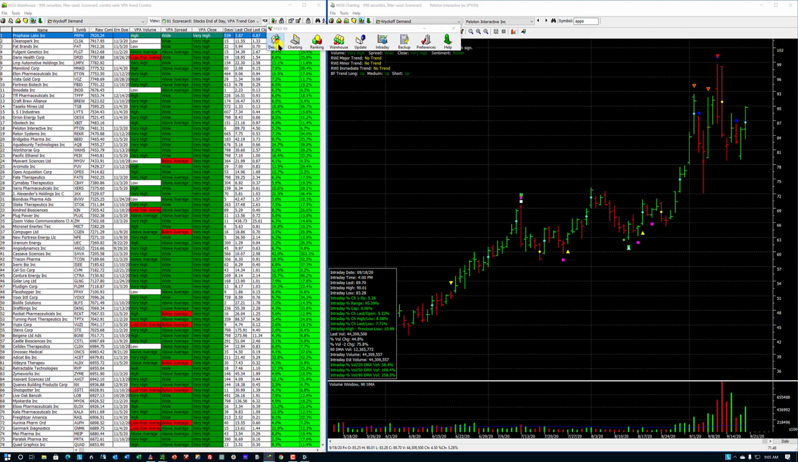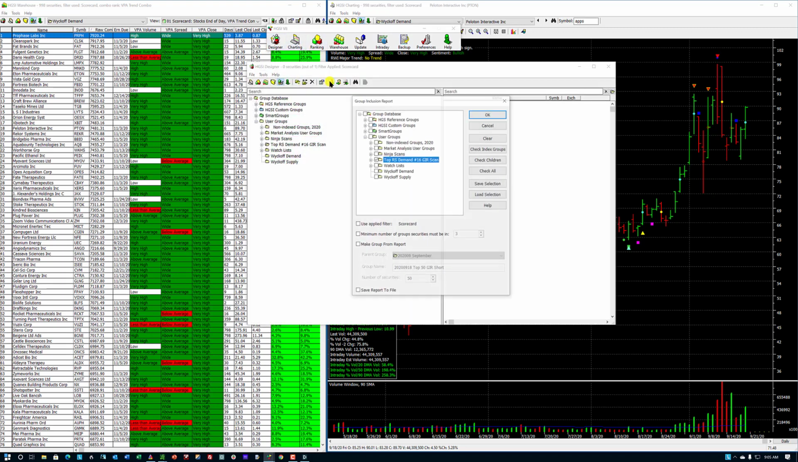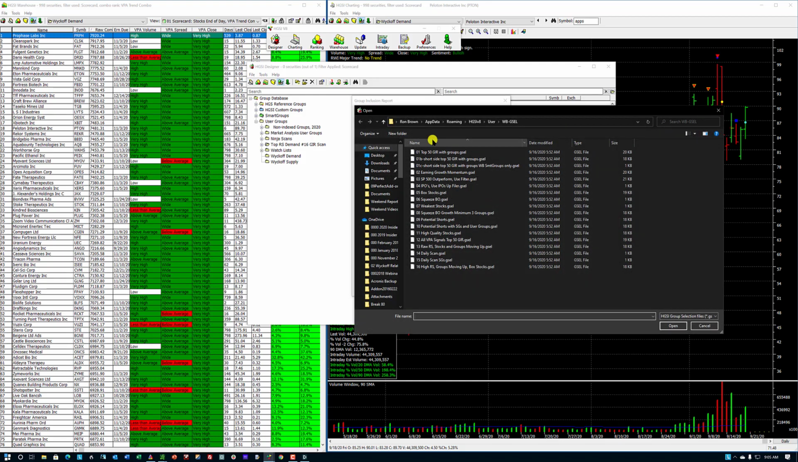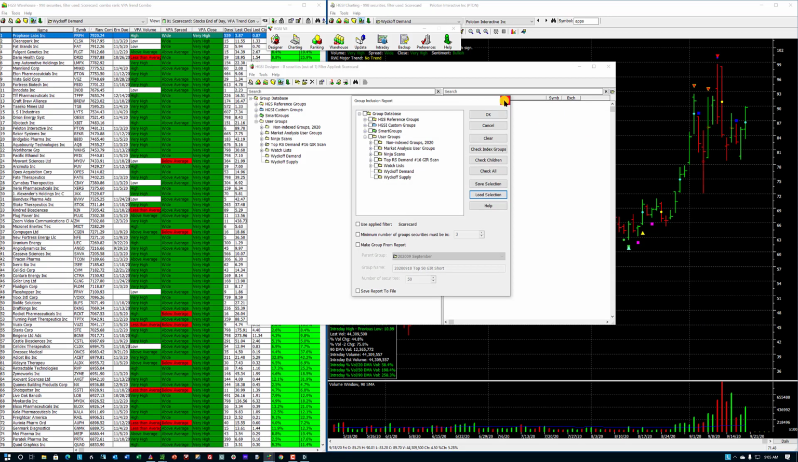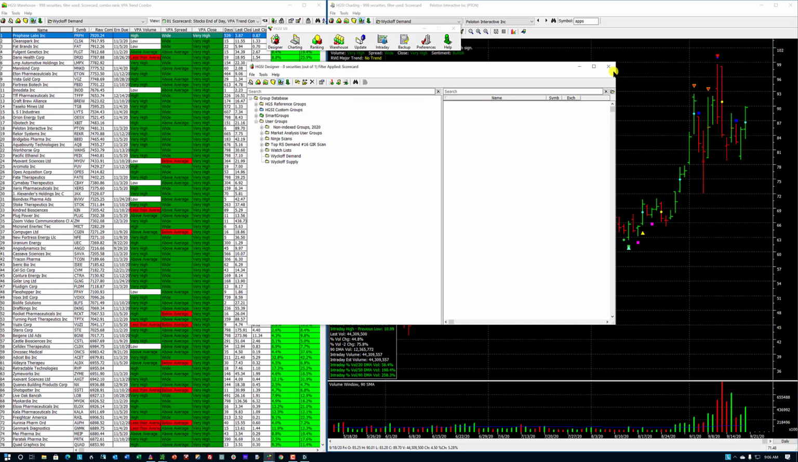Now, normally, you just go to the designer, you click on this arrow, you clear this, you load the selection, and it takes you to this folder where you're going to find several of these what are called GSEL scans. I call them GIR scans, and you're going to load them. But if you can't find that because of a new installation or you've restored or something like that, I'm going to show you how you can get there.